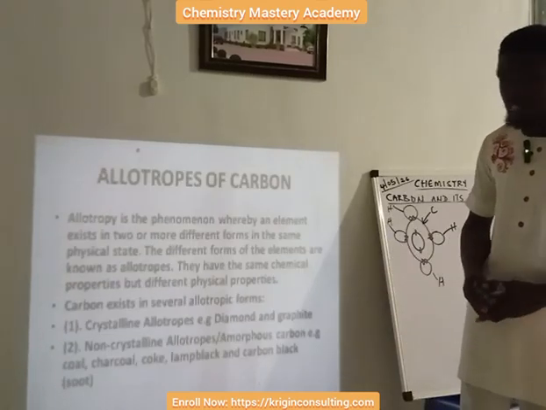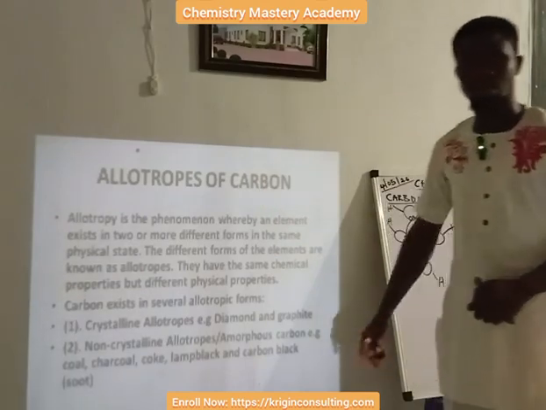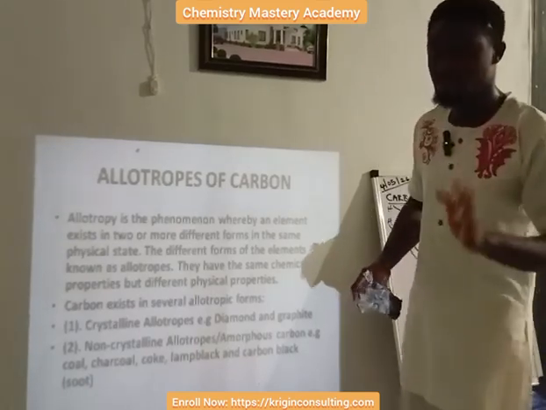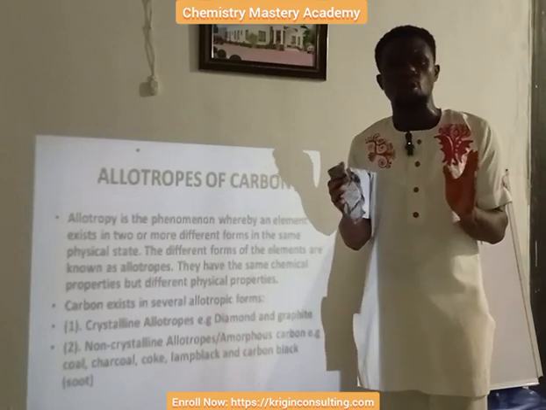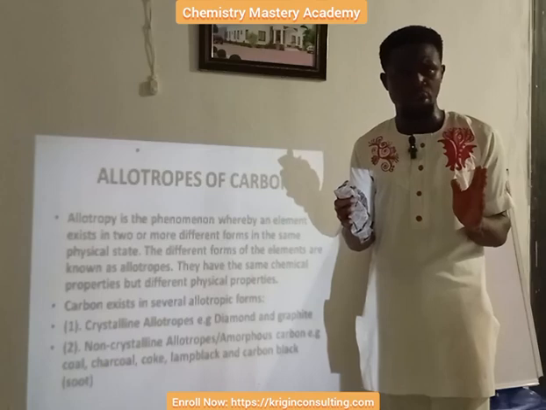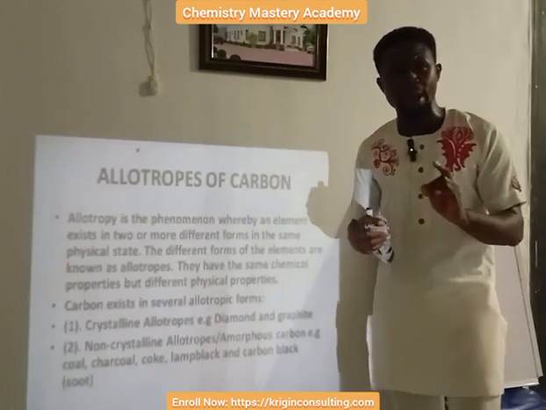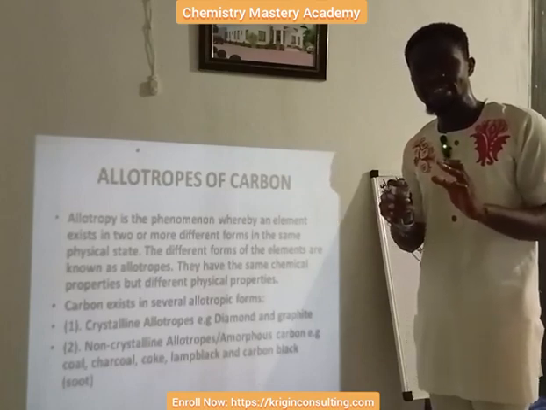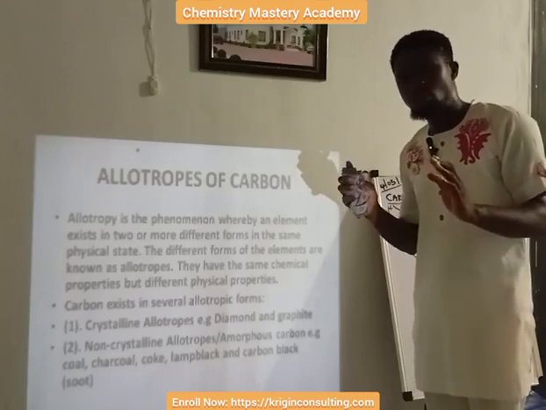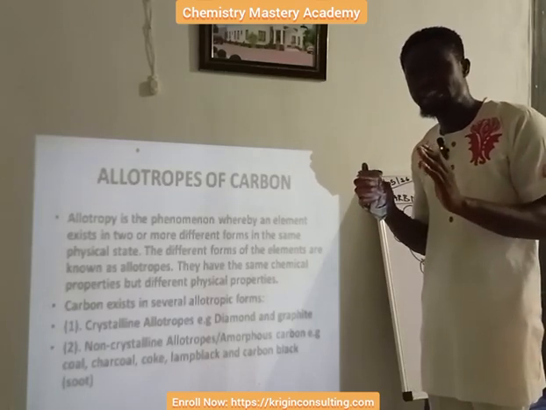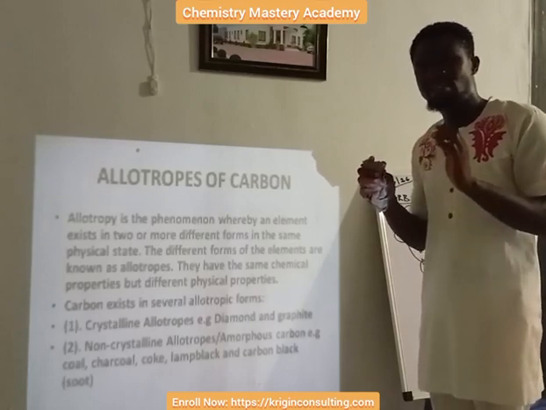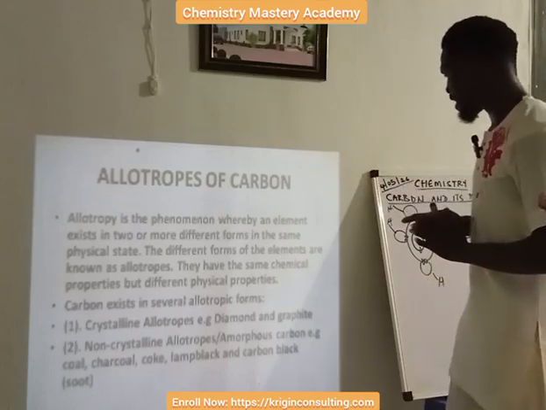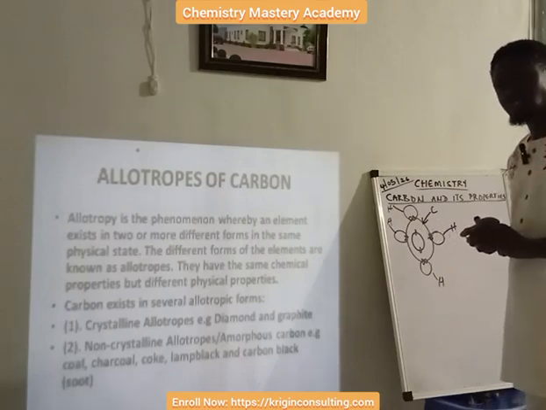Moving further, let's look at allotropes of carbon. First of all, let's understand what the term allotropy means. Allotropy is a condition whereby a substance exists in different forms. But these different forms in which the substance exists have the same chemical properties but different physical properties. Do you get that?